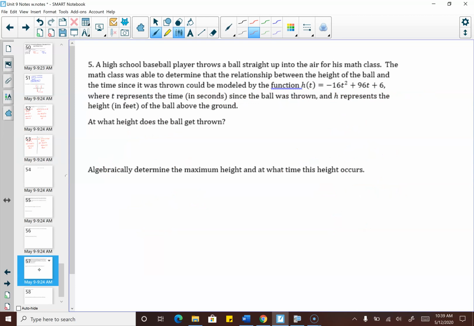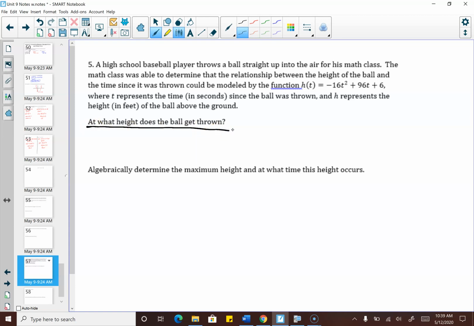A high school baseball player throws a ball straight up in the air from his math class. The math class was able to determine that the relationship between the height of the ball and the time since it was thrown could be modeled by the function h of t equals negative 16t squared plus 96t plus 6, where t represents the time in seconds since the ball was thrown, and h represents the height in feet. So time is really replacing our x's, and h is really representing our y's. At what height does the ball get thrown?